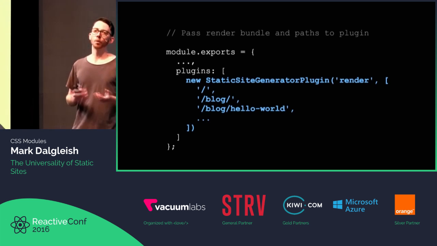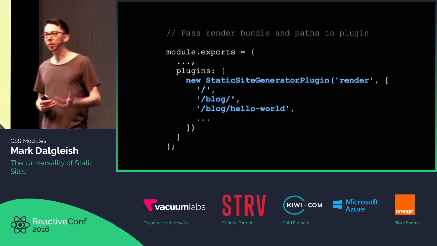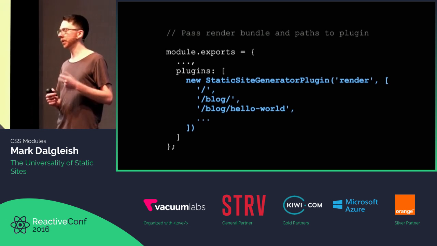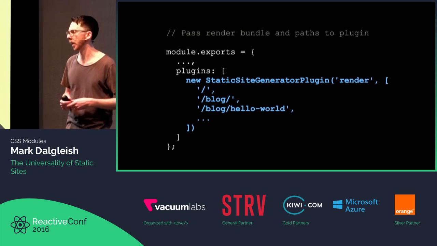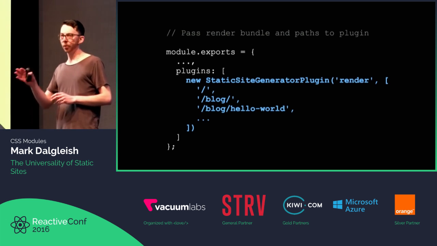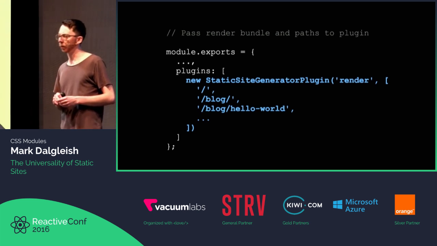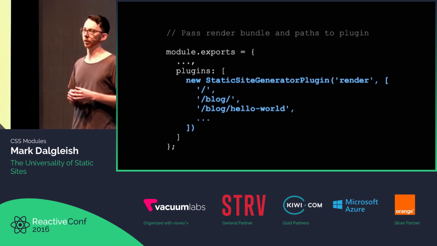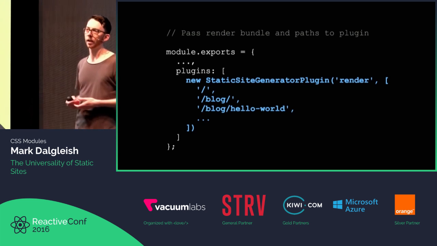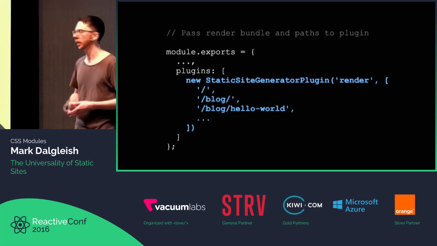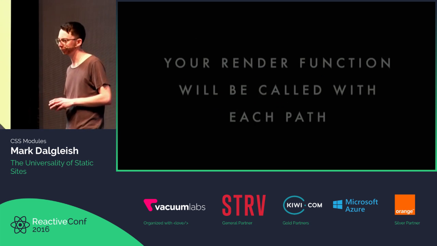Now, if you hook this into your Webpack config, it looks something like this, similar to before, where we're creating a new instance of the plugin and we're telling it that we want to reference the render bundle that we've defined elsewhere in our config. But most importantly, in that last argument there, we're passing an array of paths that we want to render. So in this case, you can see that we're attempting to render a blog. It's a very common use case, of course.